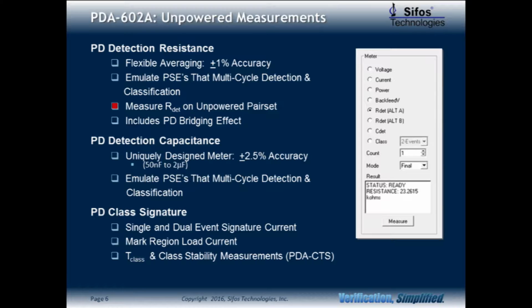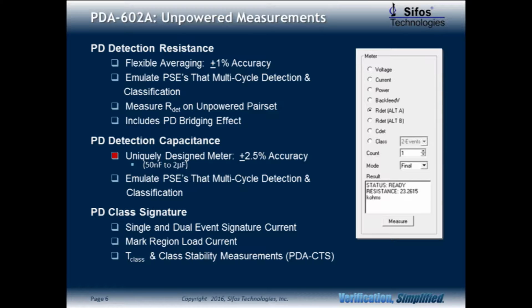A detection signature may also be measured on the unpowered pair set. Type 2 PDs are required to present non-valid signatures on whichever pair set, Alt-A or Alt-B, is not powered. Because these measurements include the resistive effect of the PD's front-end bridging, they equate to how a PSE assesses signature validity.